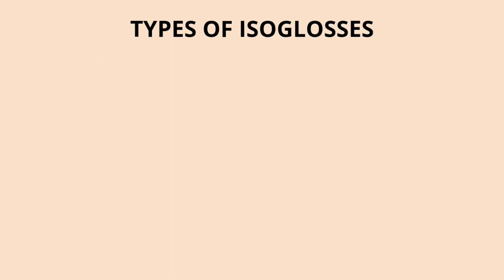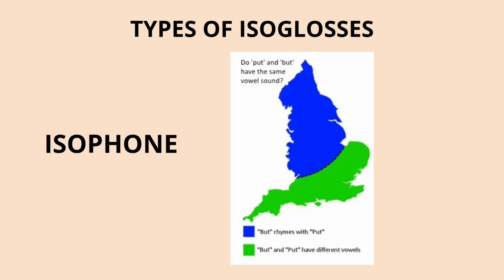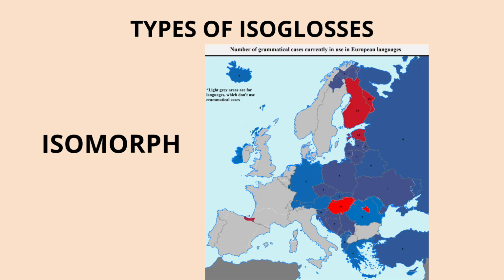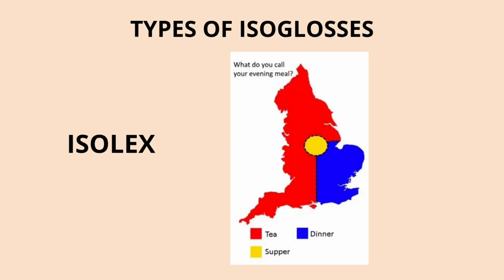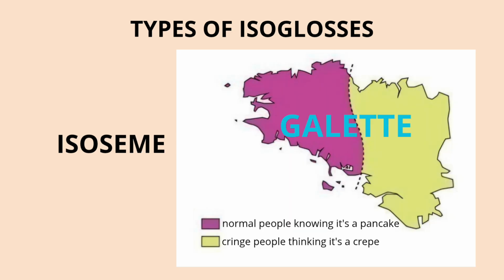An isogloss can be based on the boundaries of all kinds of linguistic phenomena. It's not limited to just one domain. Depending on the type of feature they separate, the lines even have specific names. If the difference is based on pronunciation, it's called an isophone. If it's based on grammar, it's an isomorph. For vocabulary differences, it's an isolex. And if the same word, pronounced identically, has different meanings across regions, that boundary is called an isoseme.